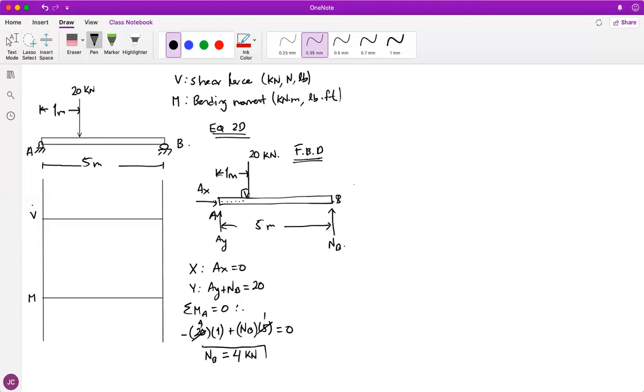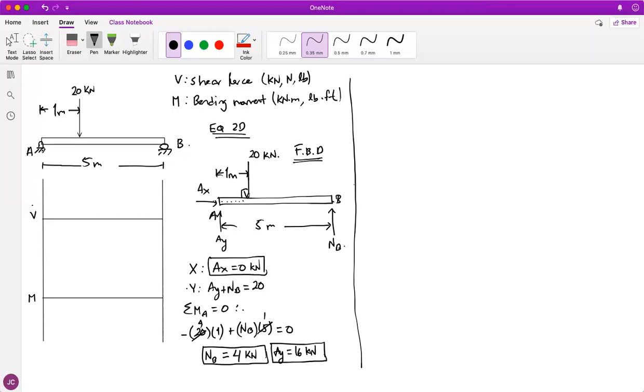With that information, you can now go to the Y equation and get that AY equals, maybe it's not that difficult for you to get that this should be 16 kilonewtons. And what about AX? Well, this one was 0 kilonewtons from the beginning. So you have found these values. Now you know the unknowns at A and at B.